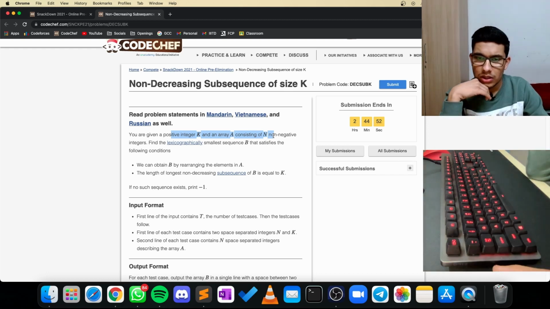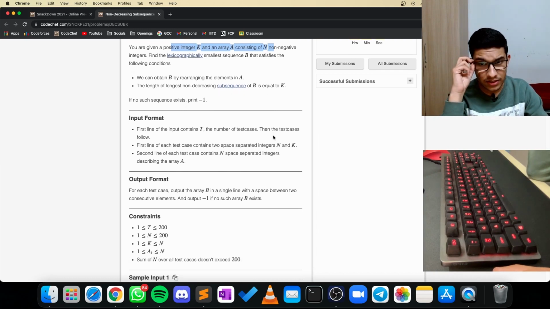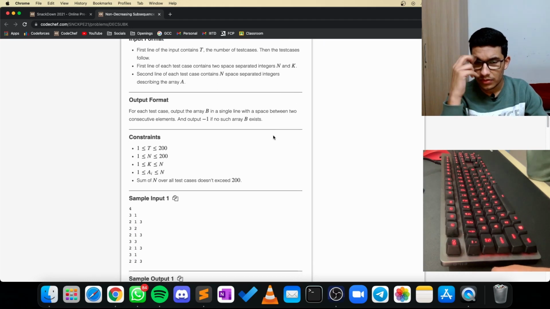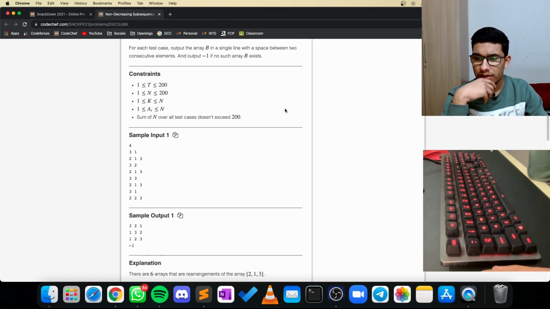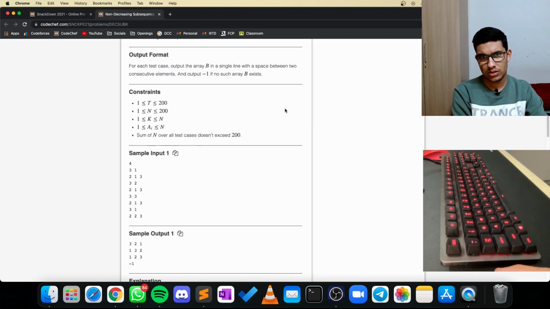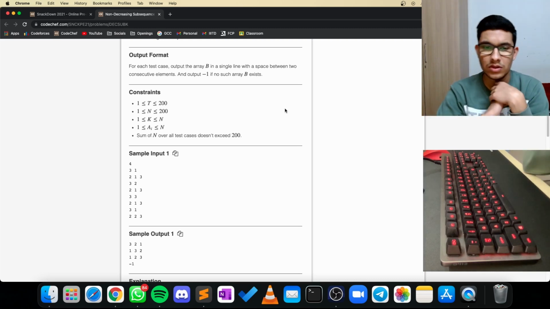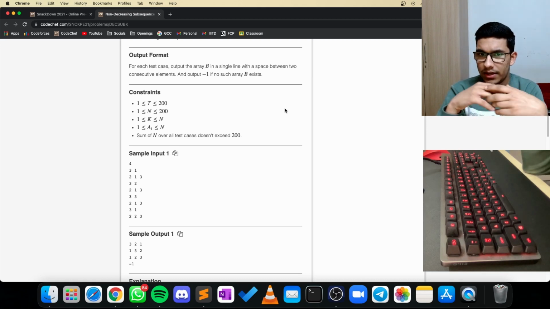Okay, so what do we have to print? The output is the array B in a single line with a space between two consecutive elements. Oh, okay. All we are saying is that the length of the longest increasing subsequence should be equal to k. Okay, so I mean we can arrange this array A however we like. That is the first thing.